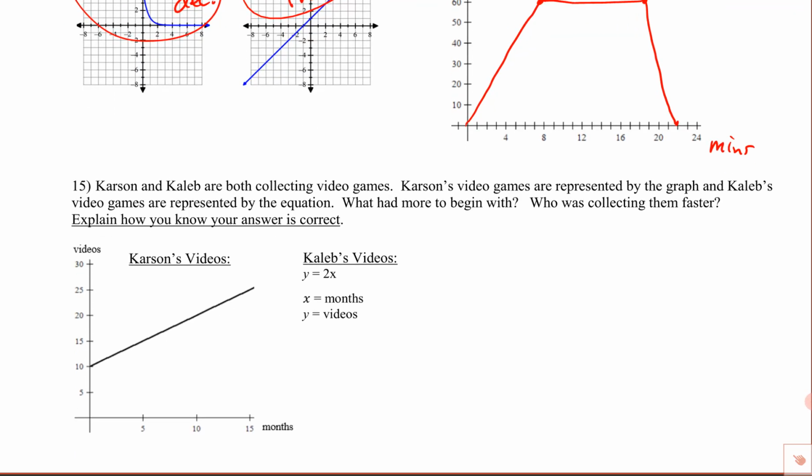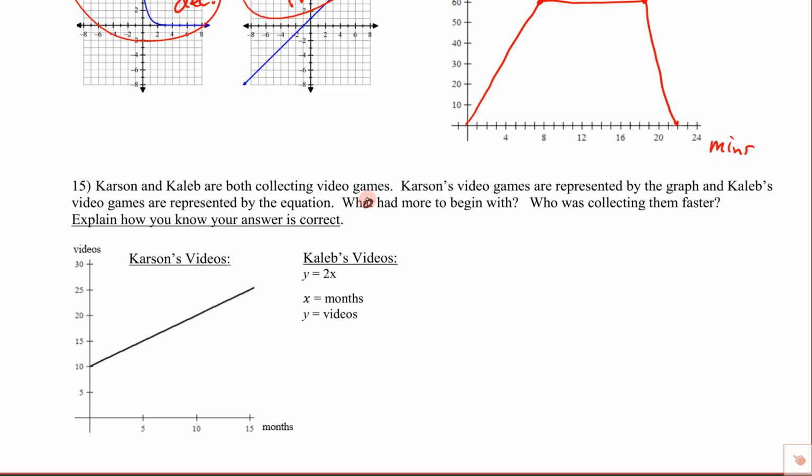Okay, let's take a look at this last one. It says Carson and Caleb are both collecting video games. Carson's video games are represented by the graph, and Caleb's video games are represented by the equation. Let's see, this should say who had more to begin with, so I'm going to change that. Who had more to begin with, and who was collecting them faster? Explain how you know your answer is correct.